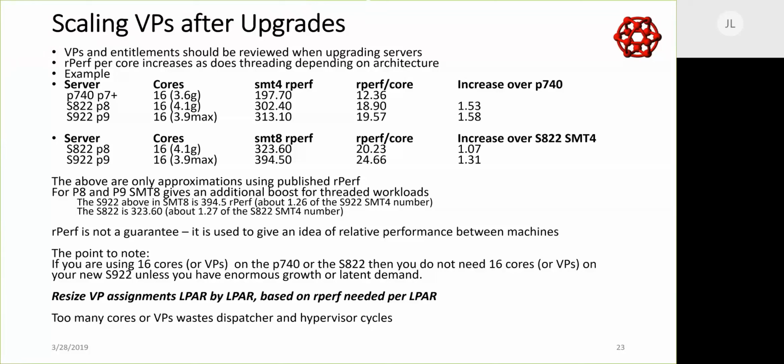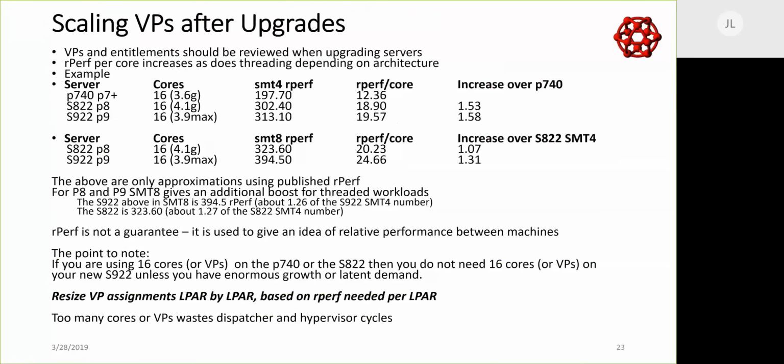You don't want to do it based on the actual RPerf for the server. That will get you in trouble. And I'll show you an example of what happens later on. If you have too many cores of virtual processors, you're just wasting dispatcher and hypervisor cycles, and that's going to affect your performance.